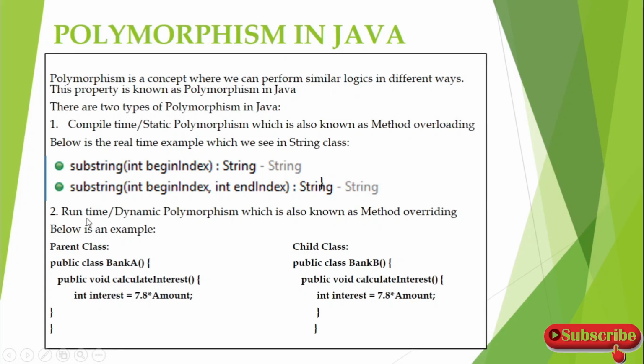The second one is runtime or dynamic polymorphism, which is also known as method overriding. Below is an example for method overriding. We have Bank A and Bank B. Bank A is the parent class and Bank B is the child class, and both have the same method name, calculateInterest. Nothing has been changed there. The logic alone differs: here it is calculating with 7.8 interest, here with 8.2 interest. Both have the same method with some logic difference inside the code. This is called method overriding, and we'll see how it works in our Java program.